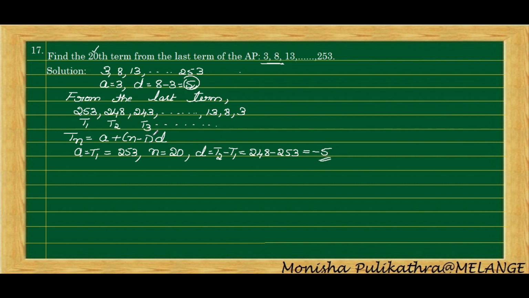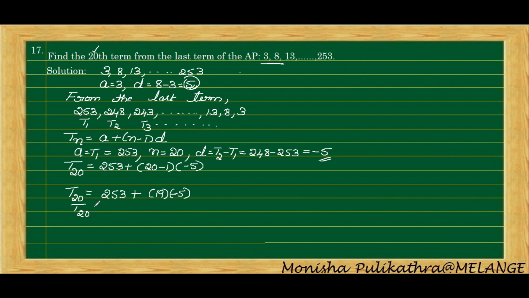Apply this formula. Instead of Tn, we need to write T20. Next, A is 253 plus n is 20 minus 1 and D is minus 5. So next, T20 is equal to 253 plus 20 minus 1, which is 19, into minus 5.